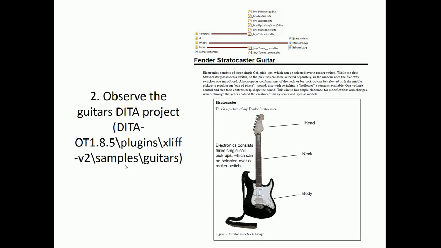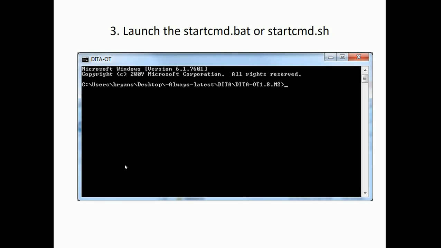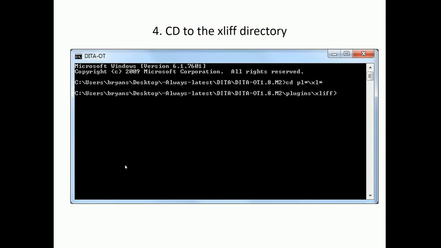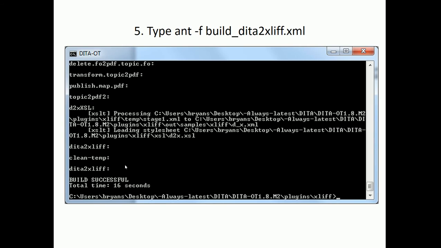It's got a map which refers to images, concepts, and tasks. And here's a snapshot of what one of those pages looks like. We launch the start command, the start command bat or shell script, and we went over how to do this in our DITA session in the advanced technical writing class. We change directories into the XLIFF directory, and then we type this command, and the DITA Open Toolkit goes off and processes these DITA topics, and it creates an XLIFF file, and it tells you that the build was successful, and it tells you where to go find it.